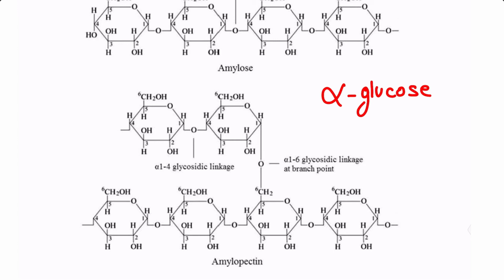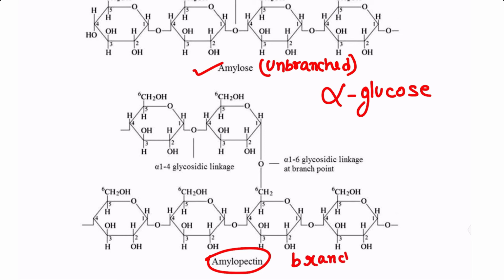Starch consists of two types of polymer chains known as amylose, that is unbranched, and amylopectin, that is branched. So, starch could be of two types, branched and unbranched.